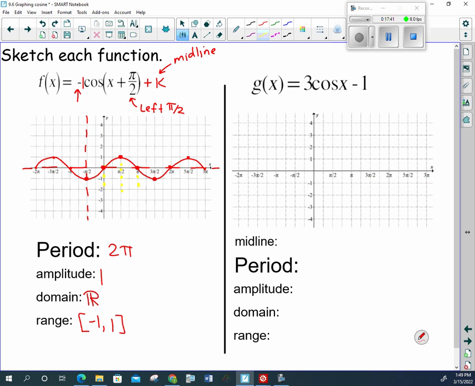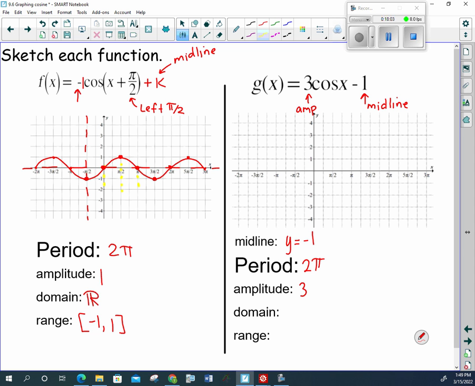Okay, over here, I notice that I have an amplitude of 3. There's my amplitude. This is my midline. So midline of -1, so midline is y equals -1. Amplitude of 3. Then we're not doing any period changes today, so that's just going to be 2 pi.